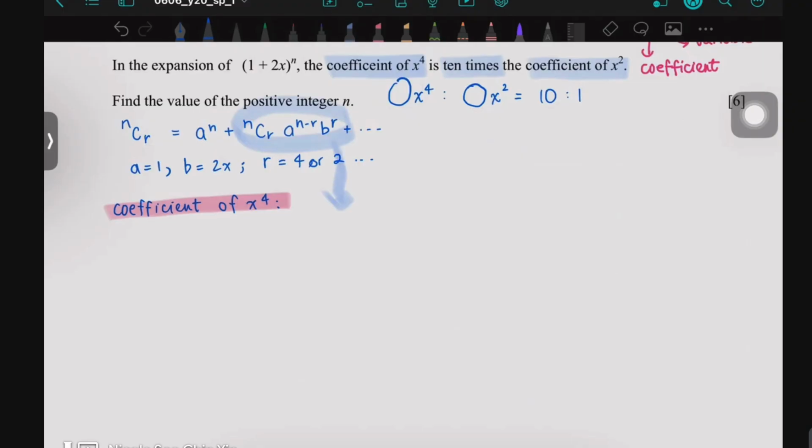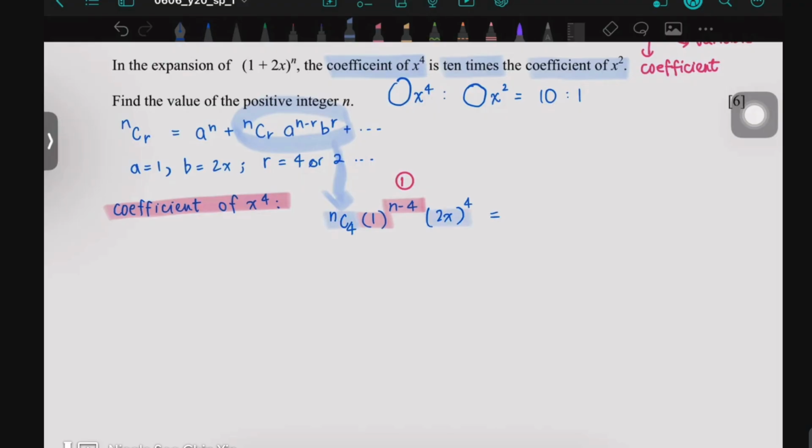From here I got nC4. My a equals 1 to the power n minus 4. My b is 2x to the power of 4. I want you to look at it. 1 to the power of anything always equals 1. It won't give you any impact, still 1. So now we need to focus on these two.